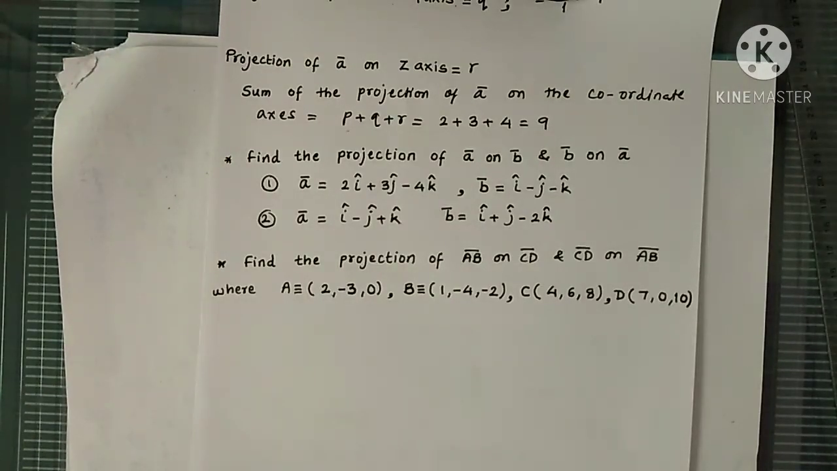So these are the questions for your homework. Find the projection of A bar on B bar and B bar on A bar. Though I have written only projection, you have to find scalar projection as well as vector projection of A bar on B bar and B bar on A bar. And second question is projection of AB bar on CD bar and CD bar on AB bar. Here also you have to find both scalar and vector projections.